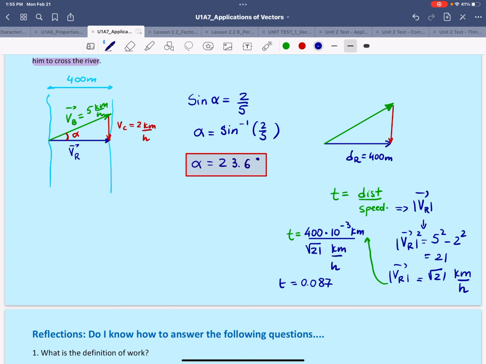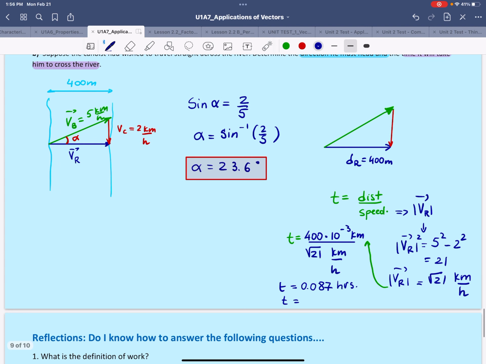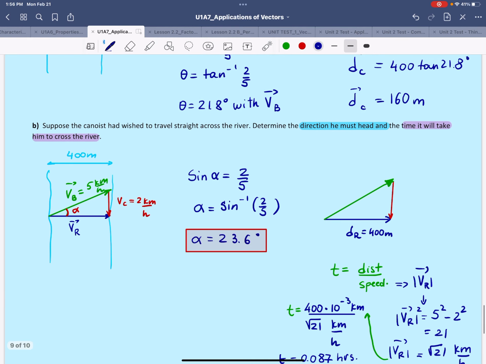0.087 hours. And we want to convert this into minutes by simply multiplying by 60, because there are 60 minutes in 1 hour. So multiply that answer by the number of minutes in an hour. Multiply by 60, and you get 5.237, so 5.24 minutes. That's how long it would take to go from one side of the river to the other.